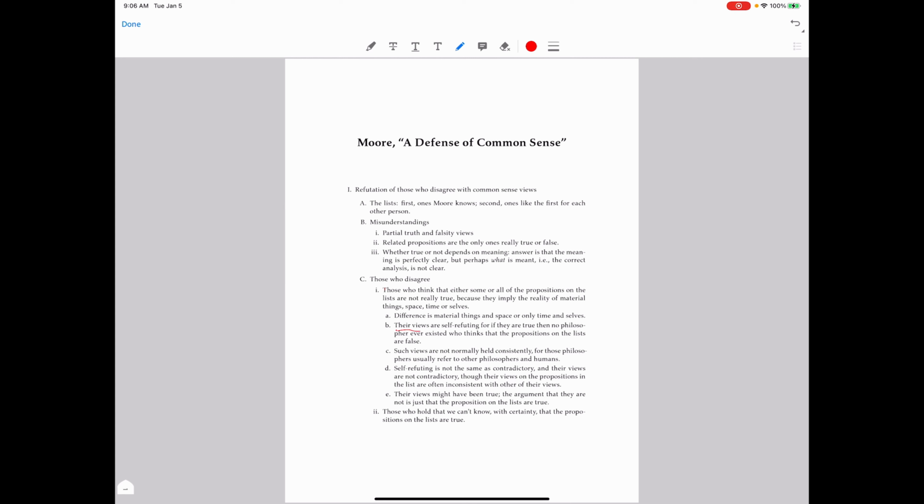Here's Moore's response to these people. Their views are self-refuting. Why? Because if they are correct, if their views are true, then no philosopher ever existed who thinks that the propositions on the list are false. Such views, according to Moore, are not normally held consistently, for those philosophers who hold them usually refer to other philosophers and human beings. Now, Moore points out that their views are self-refuting, but that's not the same as their views being contradictory, and their views aren't contradictory. Instead, they are just self-refuting.